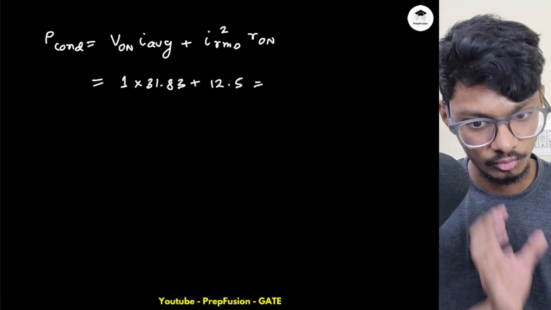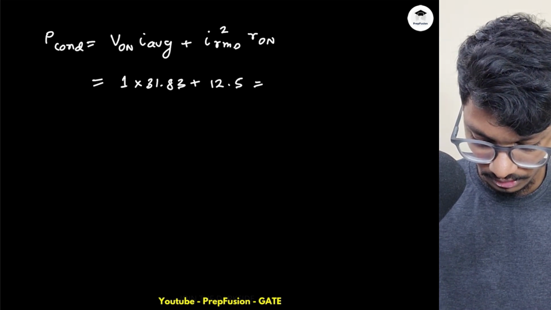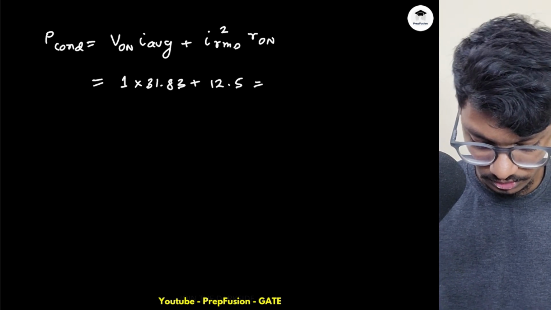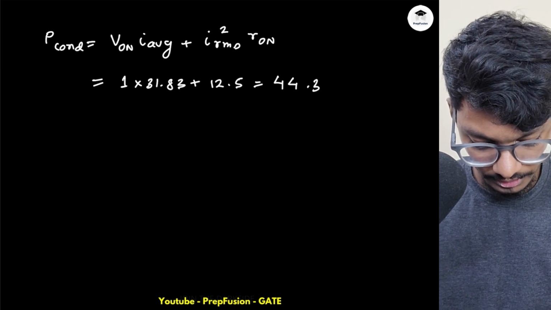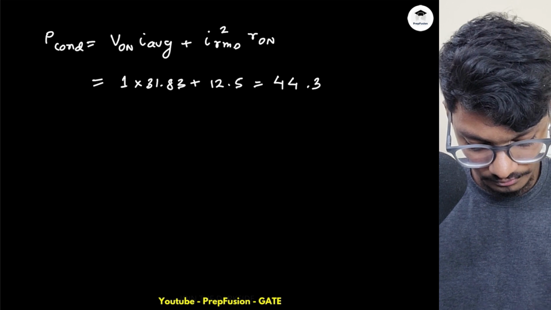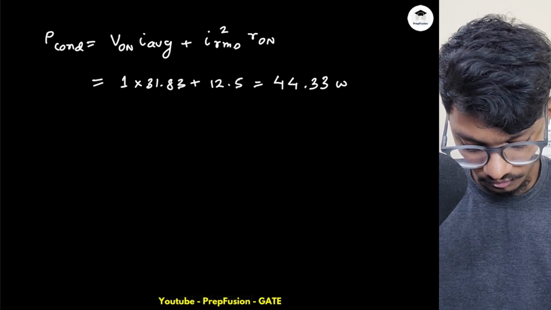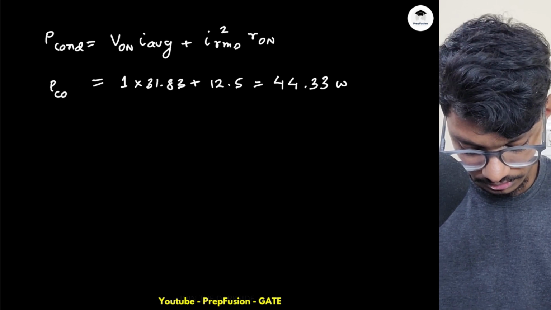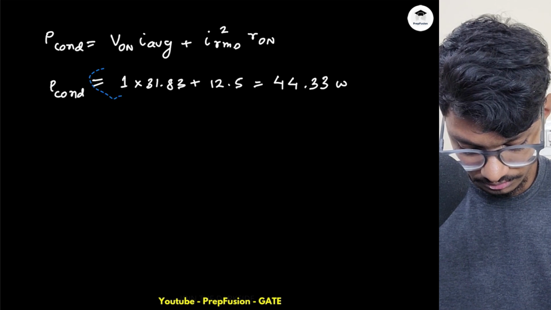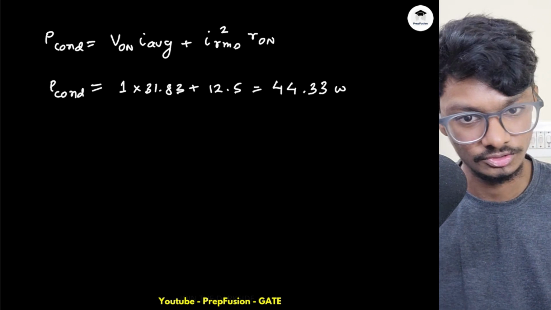So overall, what will be my power loss? If I add these two up, 31.83 plus 12.5, this will be equal to 44.33 watts. This will be my conduction loss. So this will be the answer to this question.